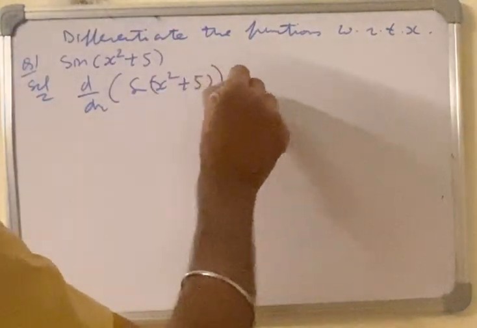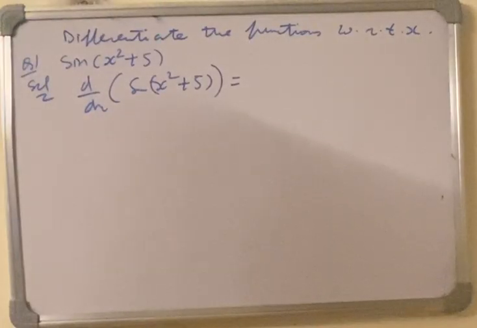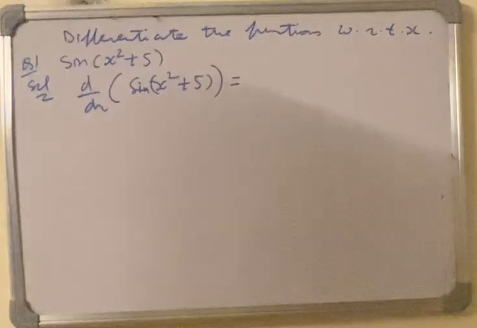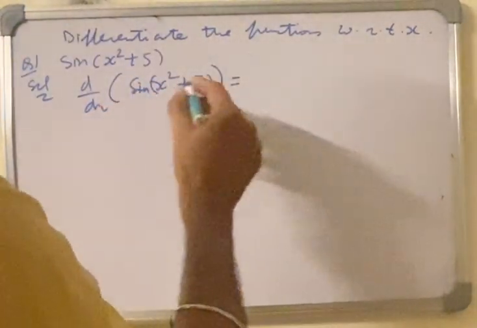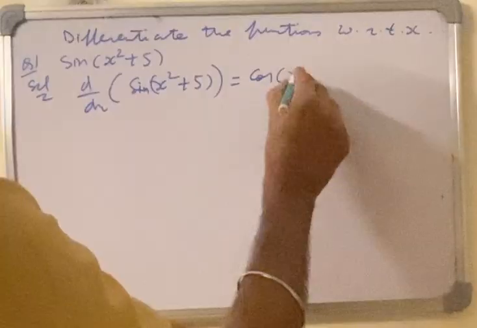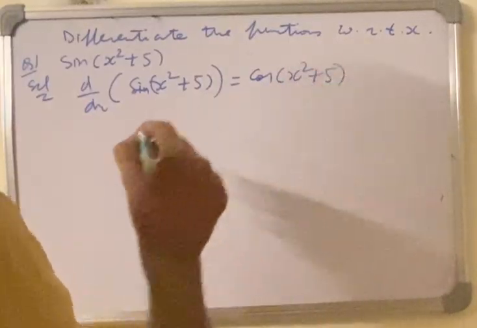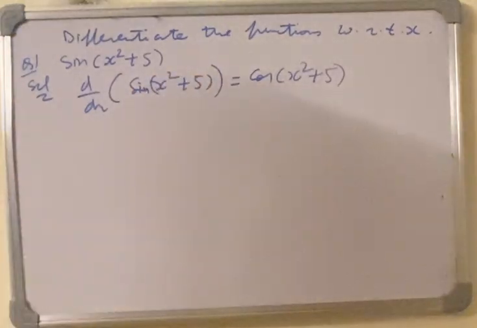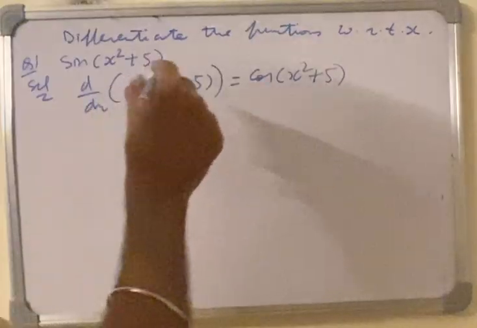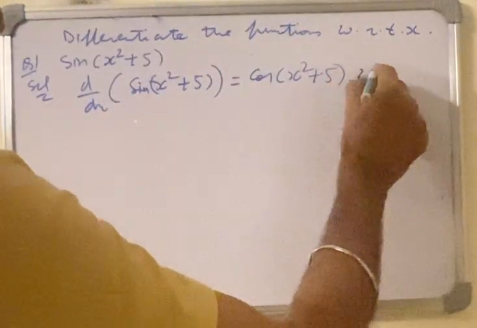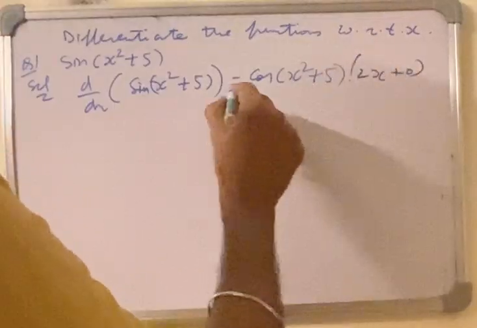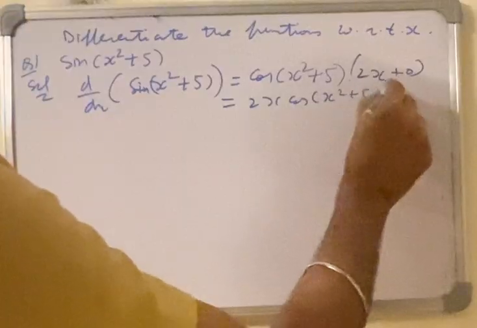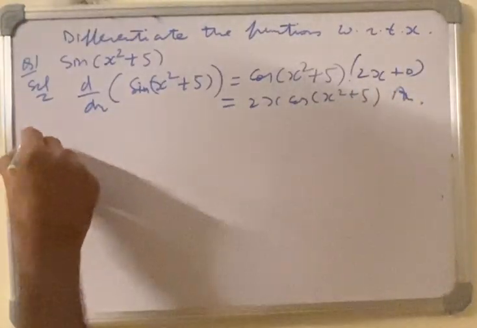Now in this case, we can see that there are two functions. The outermost function is sin, then the second function is x square plus 5. The derivative of sin is cos. When we take the derivative of sin, the next inner function remains as it is. So the derivative of sin is cos, and the derivative of x square plus 5 is 2x plus 0. So this is 2x cos(x square plus 5). This is the answer.